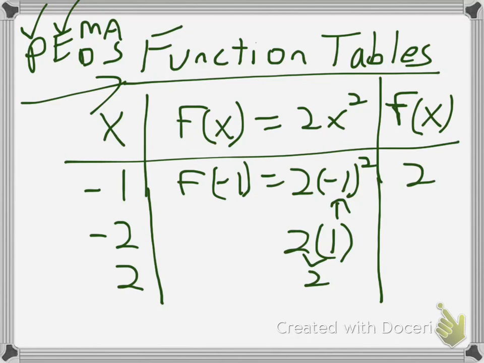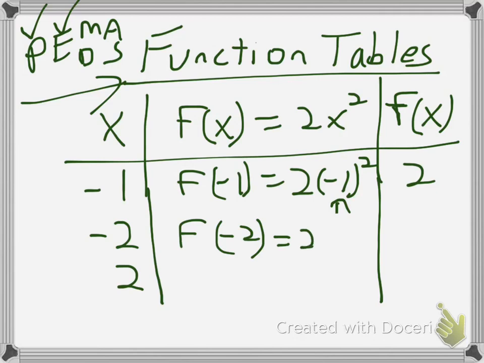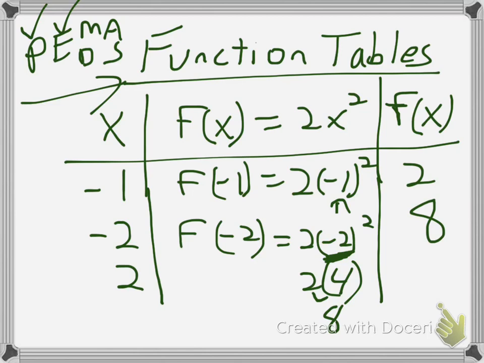Alright, let's talk about the second one. Same thing there. I have f of -2 equals 2 parentheses -2 squared. And again, I'm going to follow PEMDAS. I do parentheses first. There's nothing to do there. I do exponents next. -2 times -2 is positive 4. And then I bring down the 2 and the parentheses 4. And that means multiply. So 2 times 4 is 8. So that ordered pair is -2, 8.